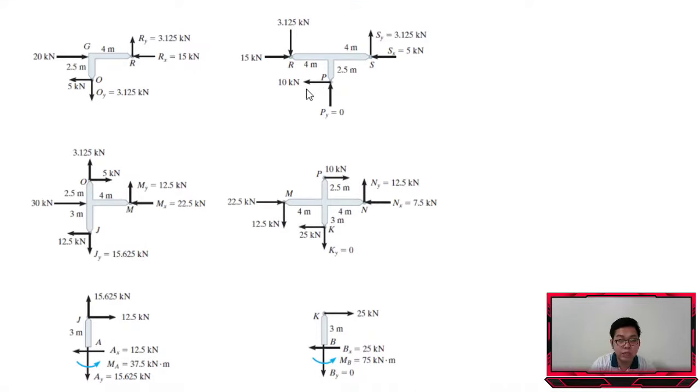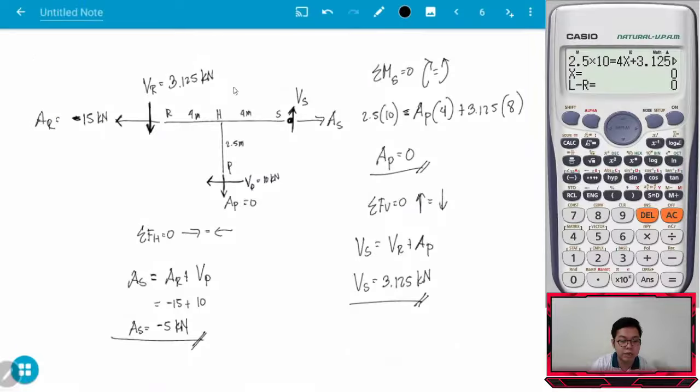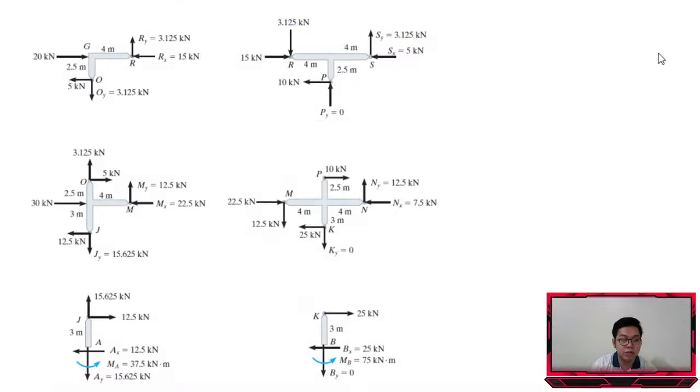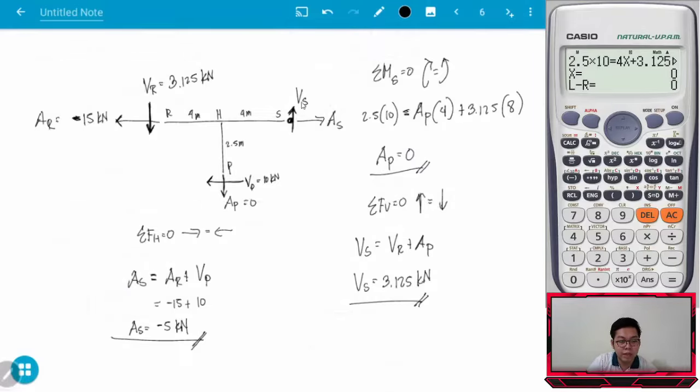Tama. Yung 10 kilonewton na shear is same lang din sa atin. Tingnan nyo, 10 kilonewton din to. Diba? 10 kilonewton. And then ito, yung SY niya, 3.125. Same lang din sa atin na VS. Tingnan nyo yung VS natin, no? 3.125 din. Okay, VS is actually 3.125.